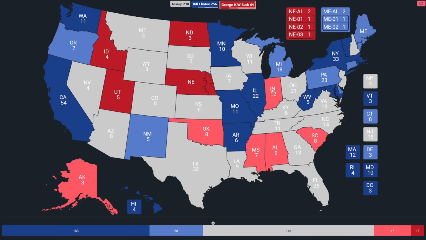Then at 6%, we've got Iowa for Clinton. Then a couple of Bush states. It's Wyoming and Kansas. Those are the last ones over a 5% margin. Next is the home state of Bush's running mate. That's Al Gore. He's from Tennessee, and he won that by 4.7.